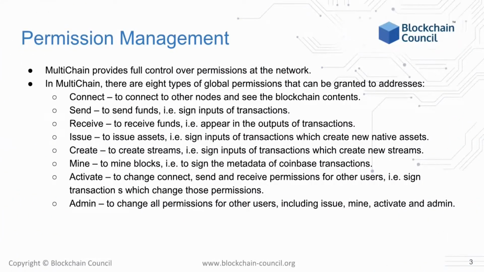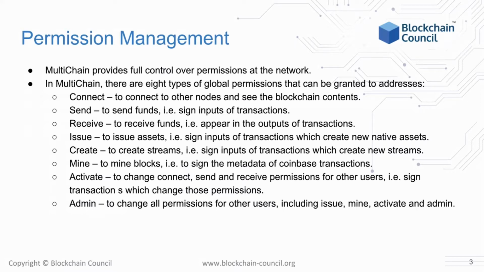Now let us deep dive into permissions management. It provides full control of the network to the administrators and users, which is lacking in the Bitcoin network. So there are 8 types of global permissions that you can set for a certain address or node. Starting with, you can decide who can connect to the particular node using the permissions feature. You can also set the permission to allow the sending of transactions and funds. This is done to ensure that only those who are allowed to send the transactions and funds sign the inputs, whereas only those who can receive them can verify the outputs.